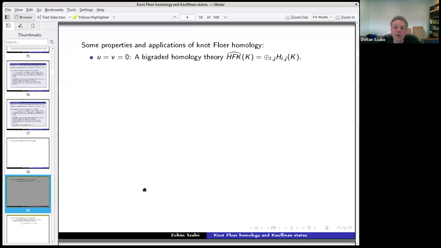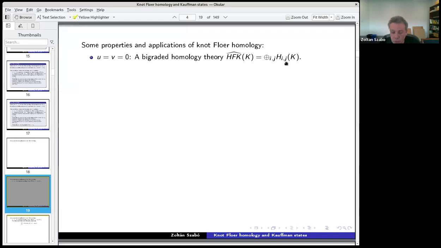So the simplest one is a bigraded homology theory. You can see here a slightly different notation. You have 2 gradings, i and j. i is sometimes called the Alexander grading, and the other one is called the Maslov grading. There is a chain complex that will be generated by Kauffman states, which I will explain soon. The differential preserves the Alexander grading, the first grading, and decreases the second grading by 1.